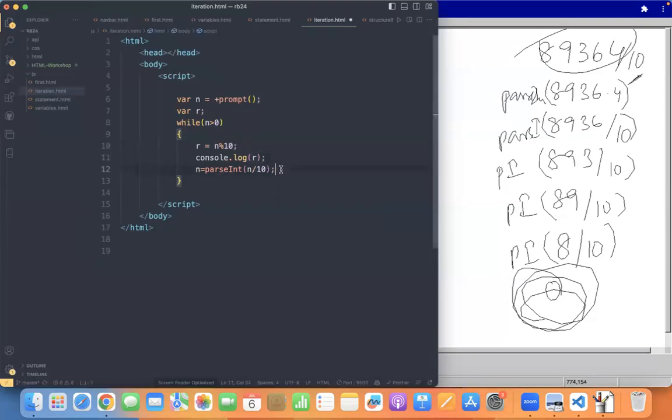Then what happens again? 893 by 10 with parse. So 89.3. Parse of 89.3 is 89. So again 89 will be checked with greater than 0 or not. So now what is the R value?